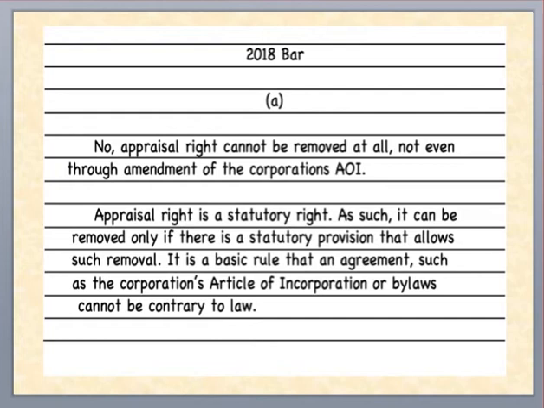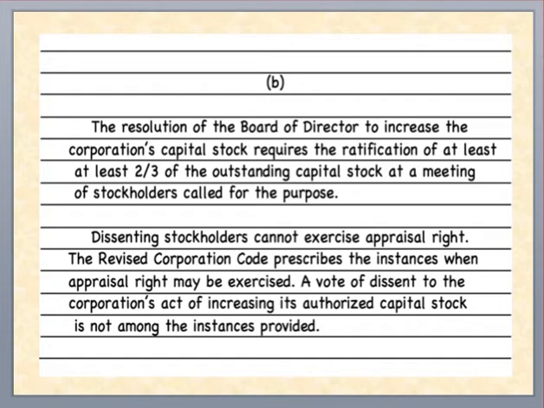The suggested answer to question B is: the resolution of the Board of Directors to increase the corporation's capital stock requires the ratification of at least two-thirds of the outstanding capital stock at a meeting of stockholders called for the purpose. Dissenting stockholders cannot exercise appraisal right. The Revised Corporation Code prescribes the instances when appraisal right may be exercised. A vote of dissent to the corporation's act of increasing its authorized capital stock is not among the instances provided.